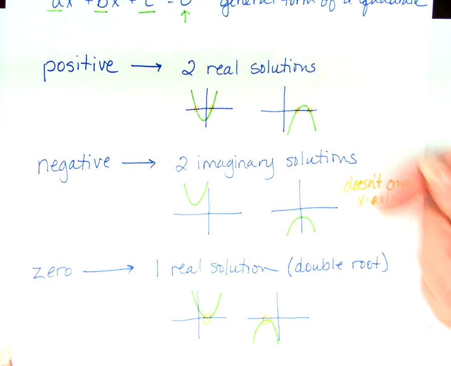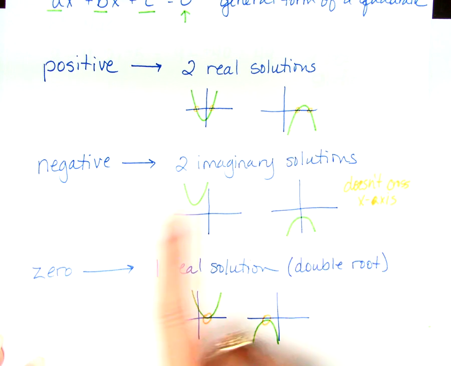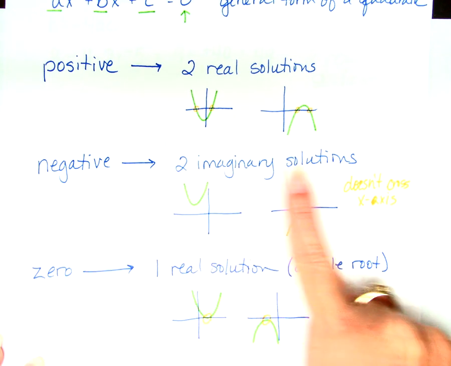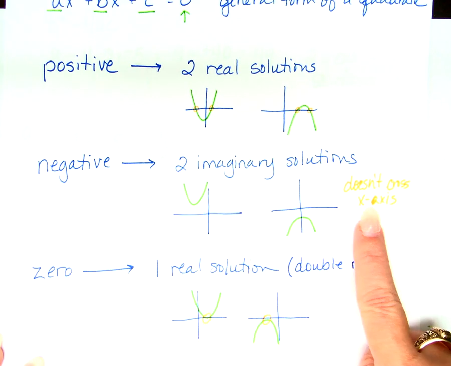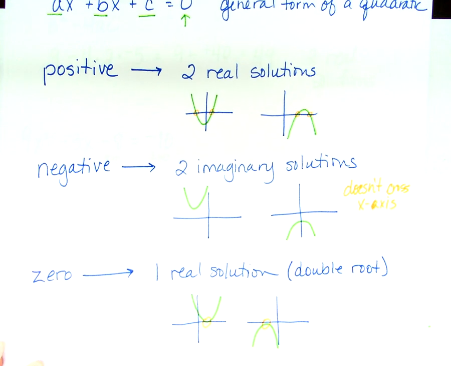Positive, we have two real solutions because it crosses the x-axis 2 times. Negative is two imaginary solutions because it does not cross the x-axis. And if the discriminant is 0, we get one real solution, which really is 2 because it's a double root, but it sits right on the x-axis. The vertex is right on the x-axis. Do you remember all that?